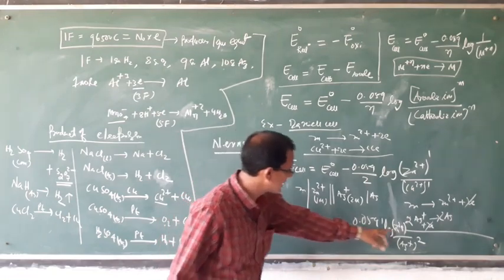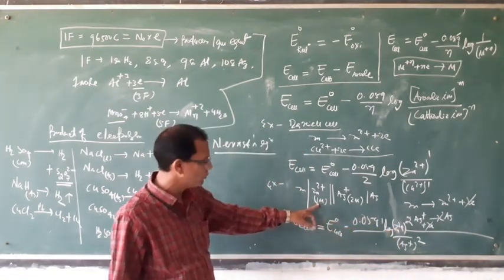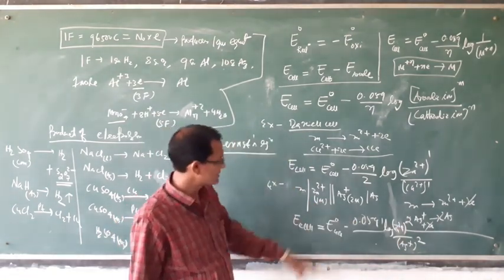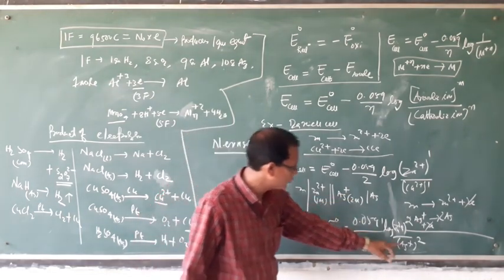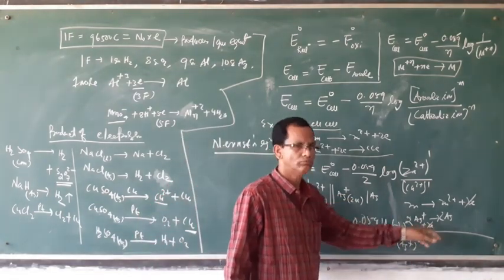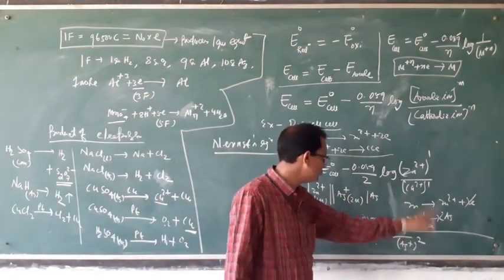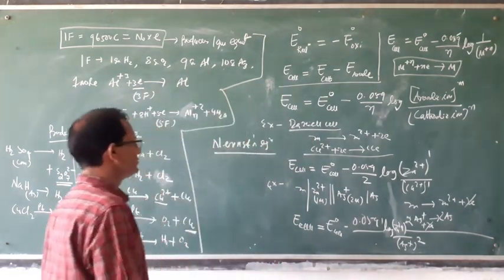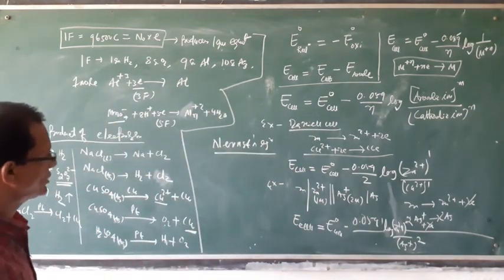Then, the Zn2+ concentration is 1 M, so you will put 1 M here. And the silver ion concentration is 2 M, so you have to put 2 M, 2 to the power 2. Here 1 to the power 1. Then you will calculate the value. So this is regarding the Nernst equation.